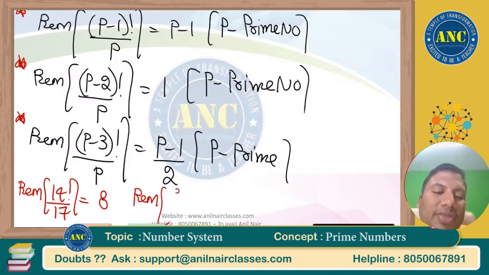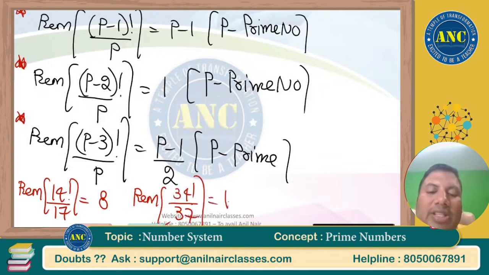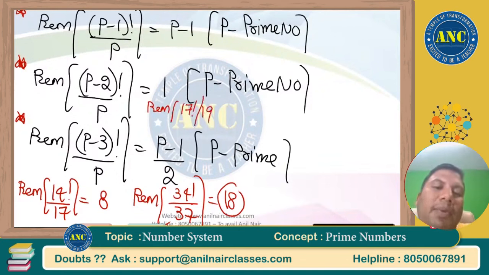Remainder of 34 factorial divided by 37: (p minus 3) factorial, 36 by 2, answer is 18. Remainder of 17 factorial by 19: (p minus 2) factorial by p, answer is nothing but 1.